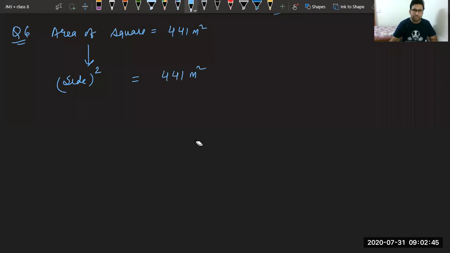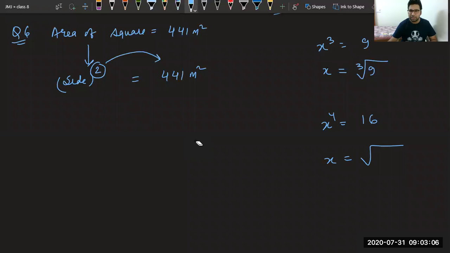So what we have done is we have taken the square root on both sides. If this power 2 goes to that side, it will come as a square root. If you have x cube equal to 9, when this power goes to that side, it will go as cube root. If you have x power 4 equal to 16, this power 4 will go to that side as root 4. If you have x power 5 equal to 32, it will go to that side as root 5, like this. I hope you're getting this.